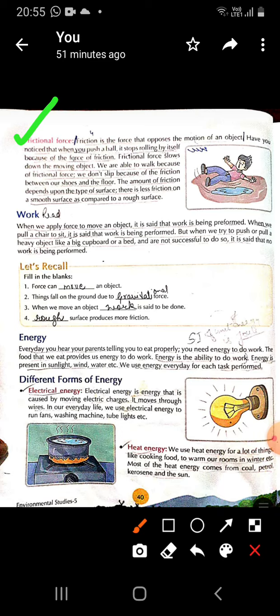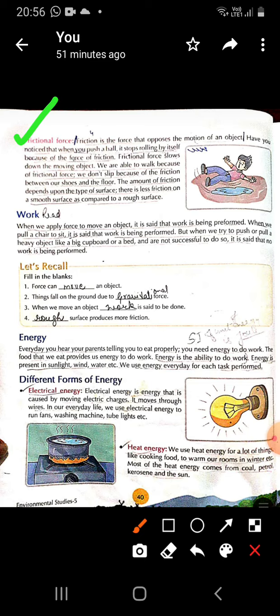When you roll a ball, you will see that at the initial point, the ball moves with a high speed, but slowly the speed of that ball reduces. Why does the speed reduce? Because of the frictional force. And then comes a point when that ball stops rolling. It stops at a point. So that is known as the frictional force.